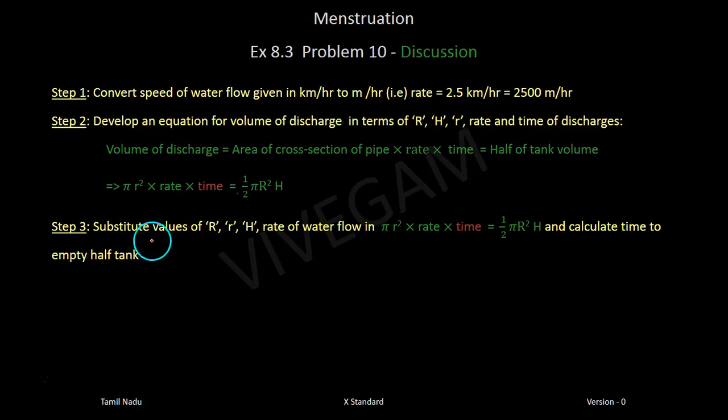Then what we need to do is substitute the values of R, H, small r, and the rate in this equation and simplify it. We'll be able to get the value of time. So it looked very big, but as you see, if we break it, it becomes a little easy to handle. So pause the video here and try to do the problem yourself, and come back and check your working against our solution.